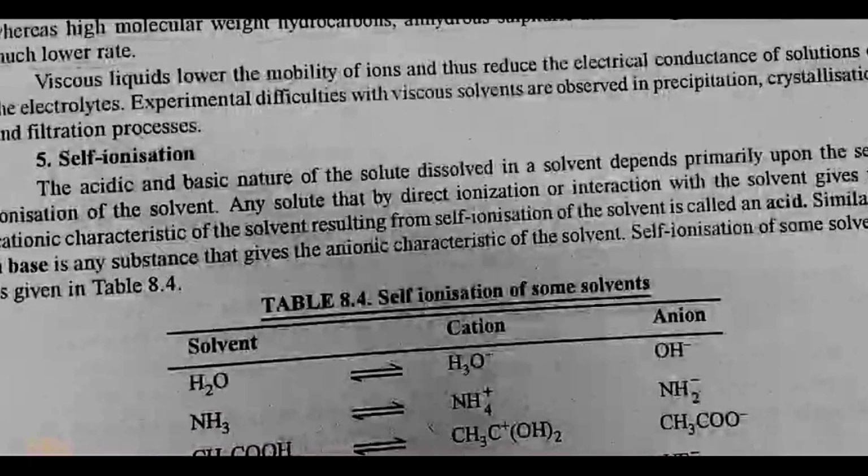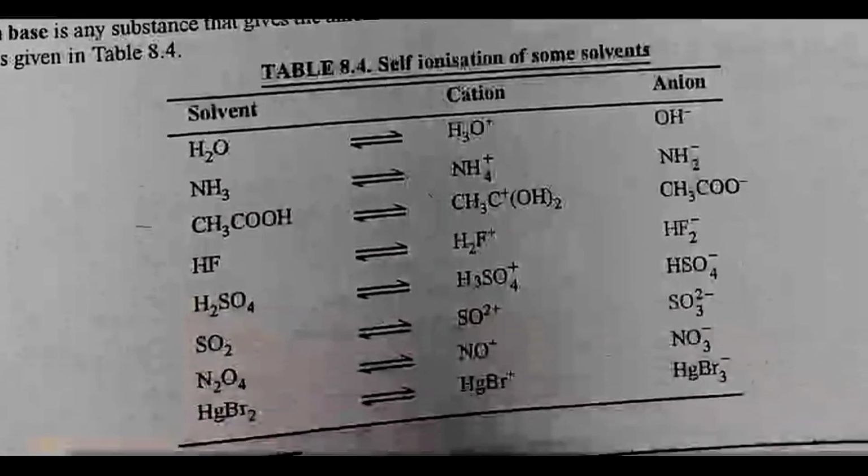Fifth, self-ionization. The acidic and basic nature of the solute dissolved in a solvent depends primarily upon the self-ionization of the solvent. Any solute that by direct ionization or interaction with the solvent gives the cationic characteristic of the solvent resulting from self-ionization of the solvent is called an acid. Similarly, a base is any substance that gives the anionic characteristics of the solvent. Self-ionization of some solvents are given in the table below.